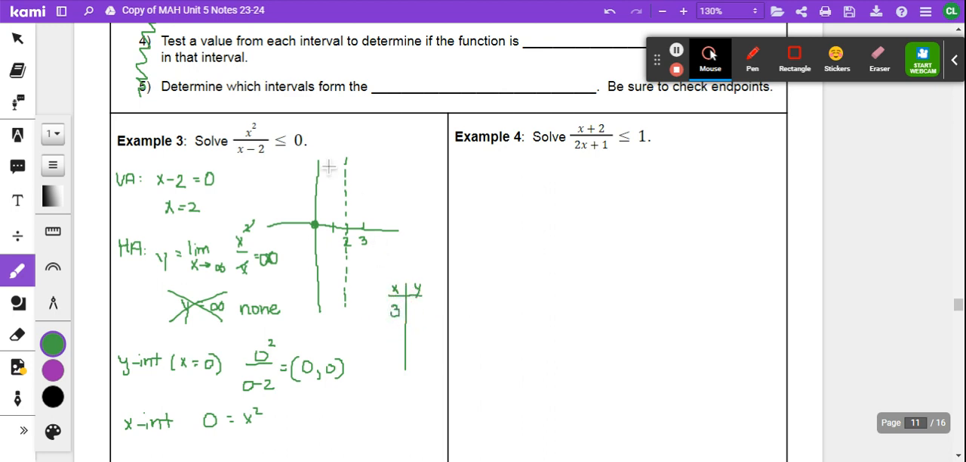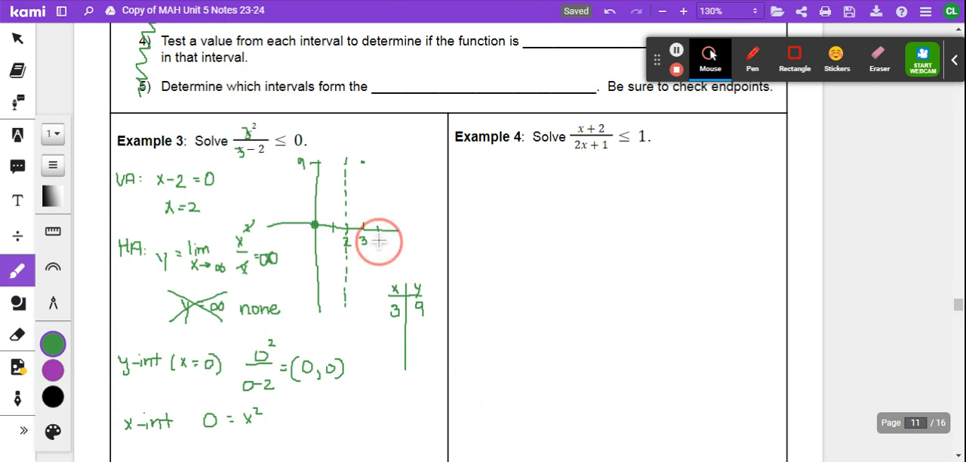So when I plug in 3, I get 3 squared over 3 minus 2. That's 9 over 1, which is 9. So we'll put 9 way up here. Okay. And I'm pretty sure because that's an asymptote, it's going to keep getting closer.